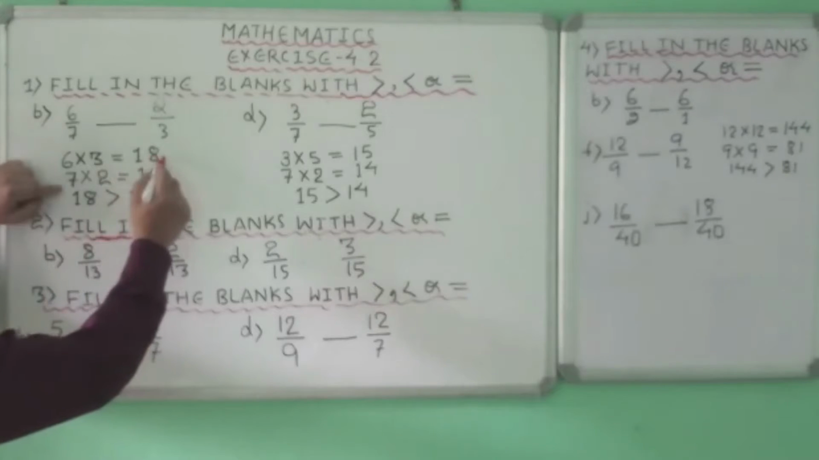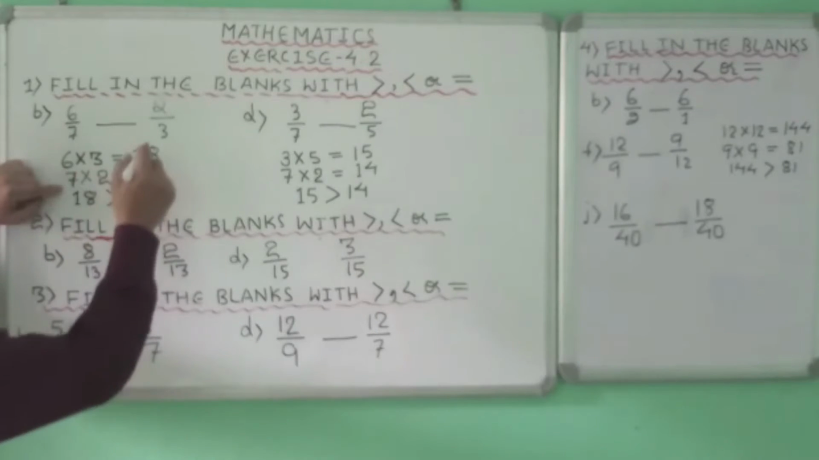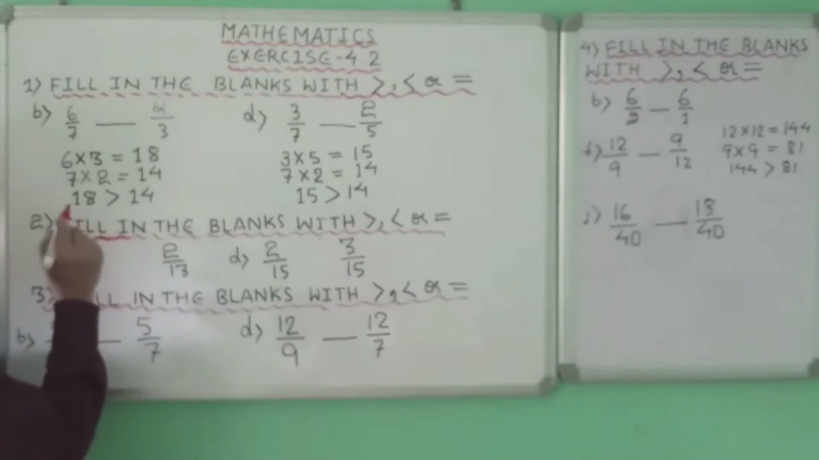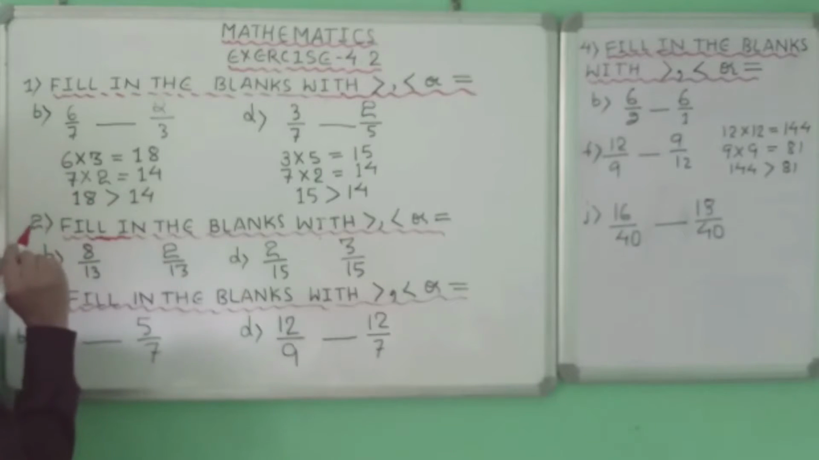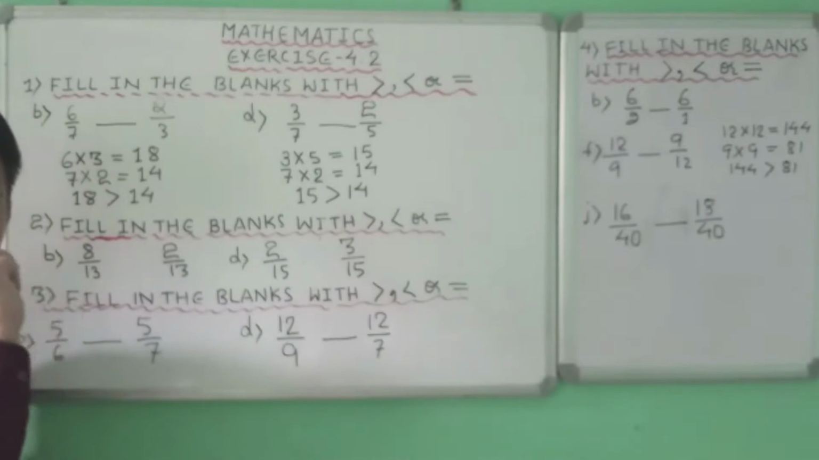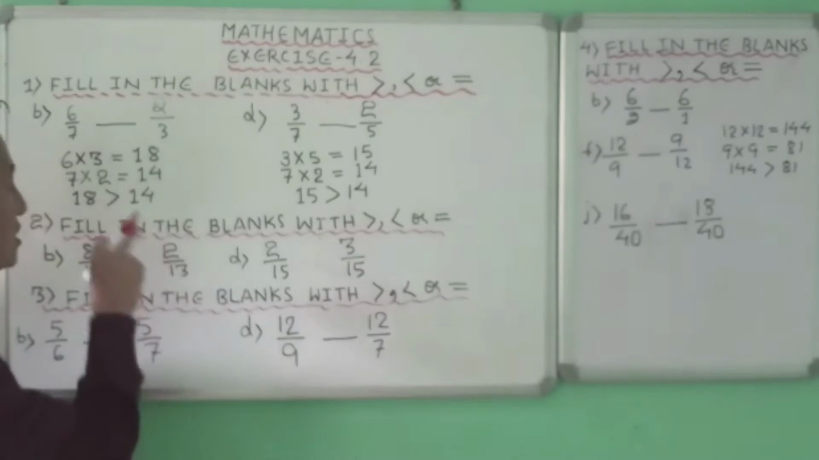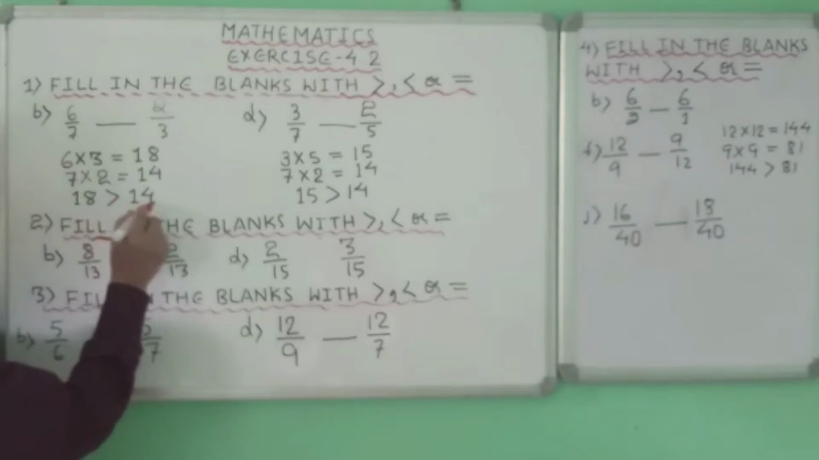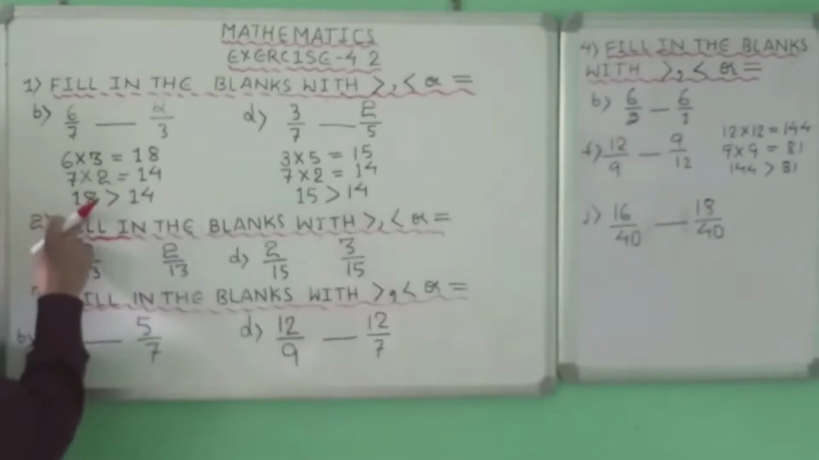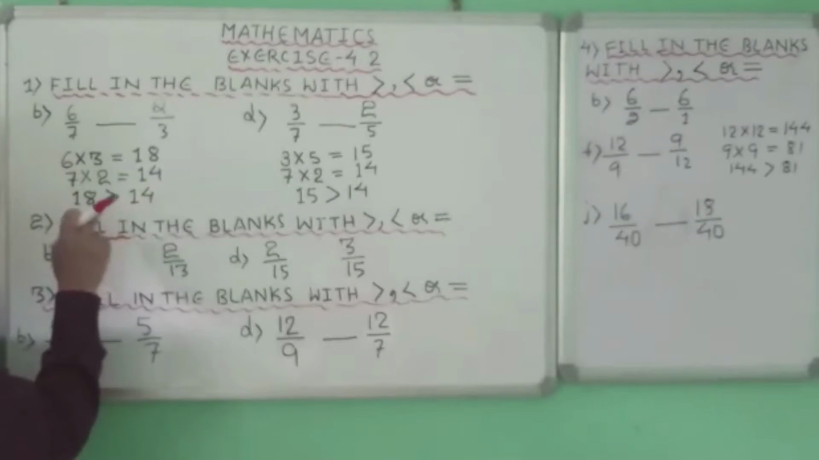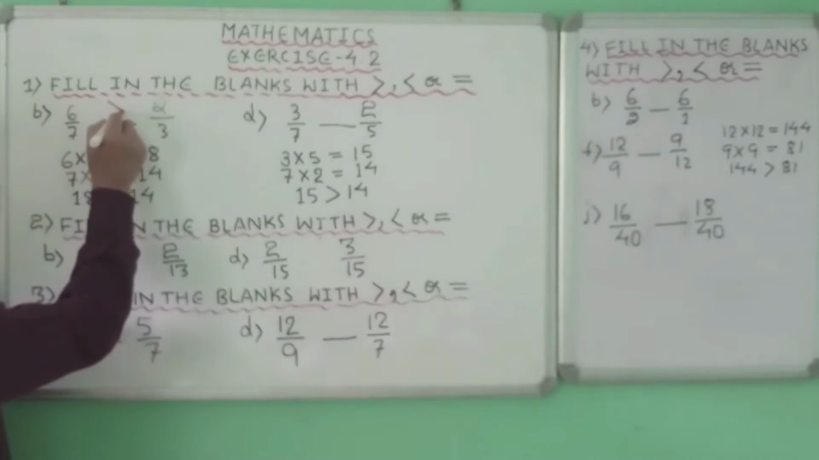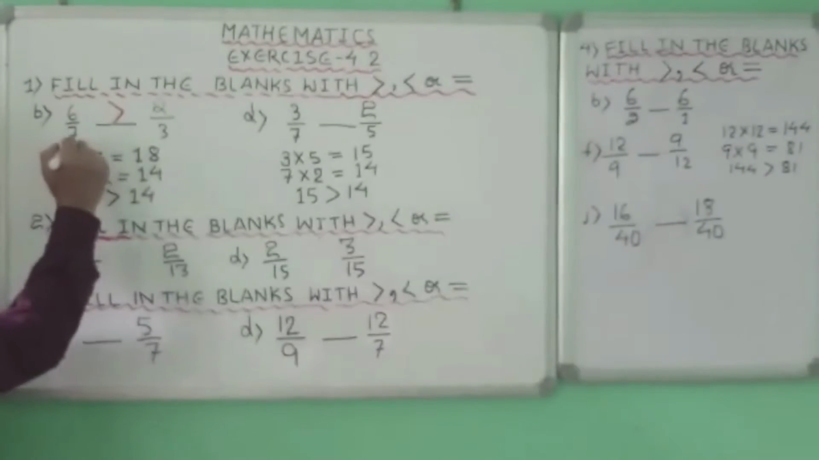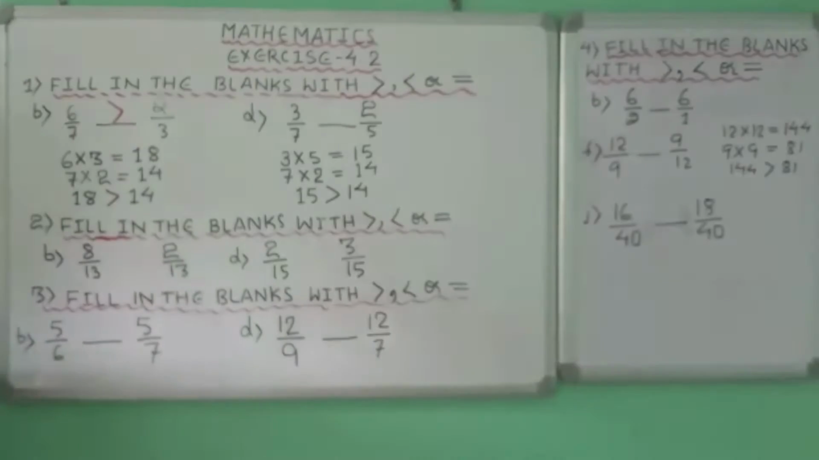So here 18 is more than 14, or 18 is greater than 14. So we will write this greater than sign. We always turn the pointed end to the smaller number. As you can see here, I turn this pointed end towards the 14. So 18 is greater than 14, so we'll write this sign here between these two fractions. That means 6 by 7 is greater than 2 by 3.